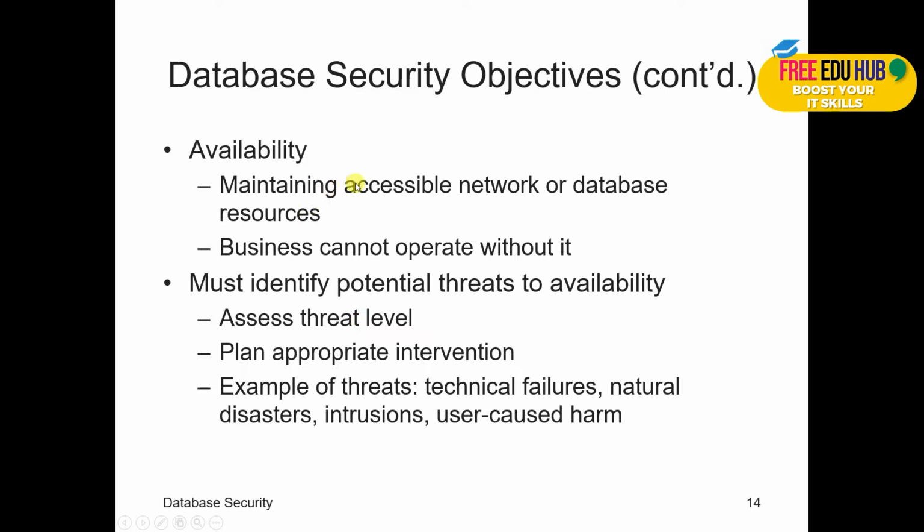Availability is maintaining the accessible network or database resources. Business cannot operate without it. If the resources are not available, if your network links are broken, if you cannot reach the database, there is nothing much you can do. Must identify potential threats to availability, assess the threat level, plan appropriate intervention. Example of threat: technical failures, natural disasters, intrusions, user-caused harm. Anything can happen.